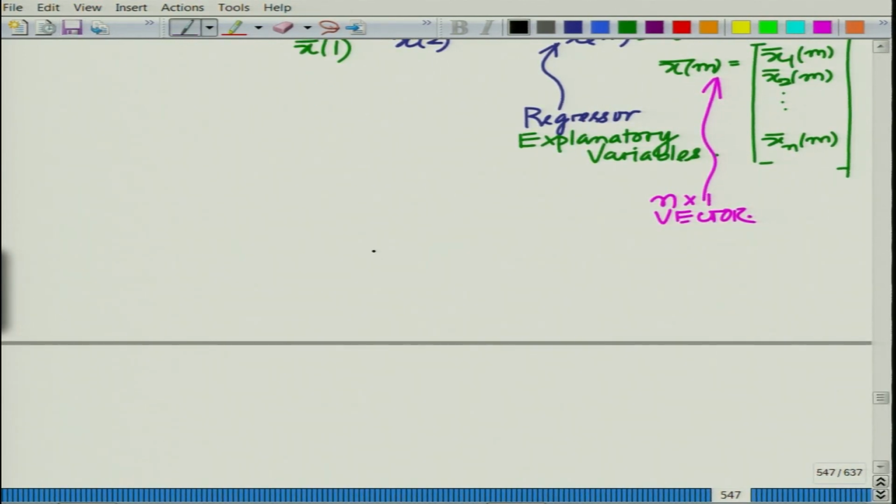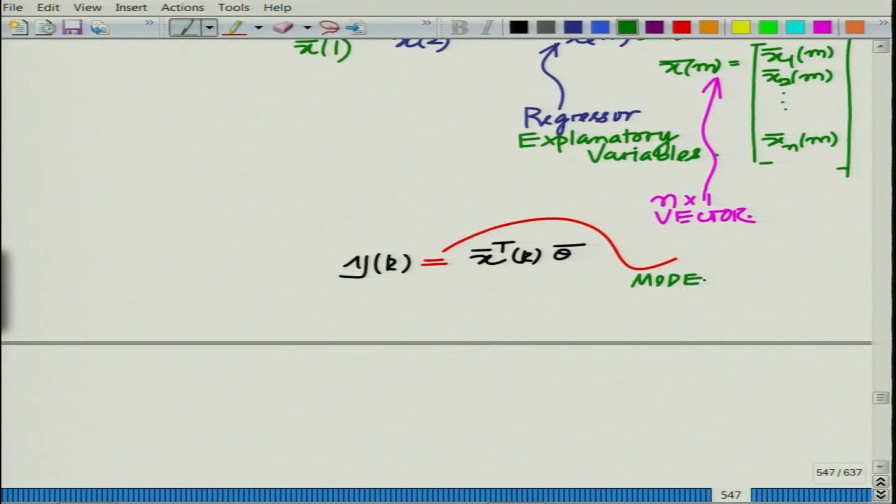Okay. Now, we have to fit the model. Essentially, the model that we want to fit is that if we call yk minus x bar k transpose theta bar the error, all right. Or you can also say we want to fit the model such that yk equals x bar k transpose theta bar. Either there is an error which you want to minimize, or if possible you want to fit this model exactly. Okay. So, this is the model that we are required to fit.